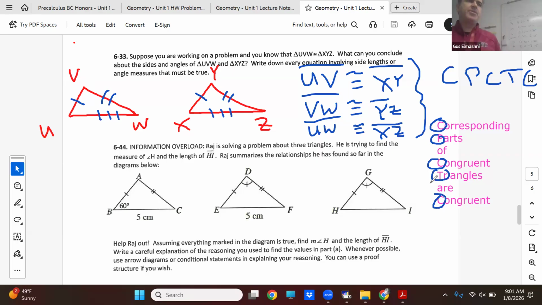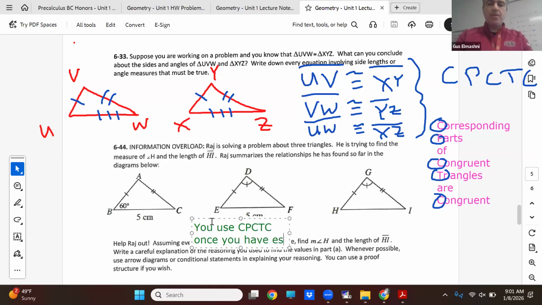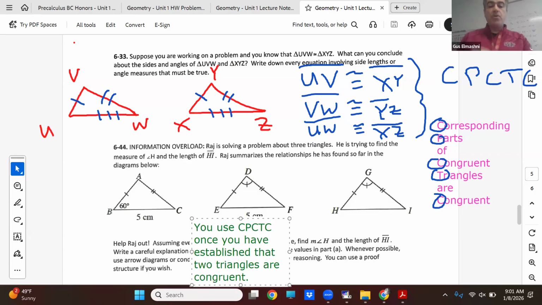So you would use this once you establish. This is very important, actually, and I really need you guys to be present for this, because a lot of people get this confused, and they think this is used to prove triangles are congruent. It's not. You use CPCTC once you have established that two triangles are congruent. Very important. You only use this once you've established that two triangles are congruent.